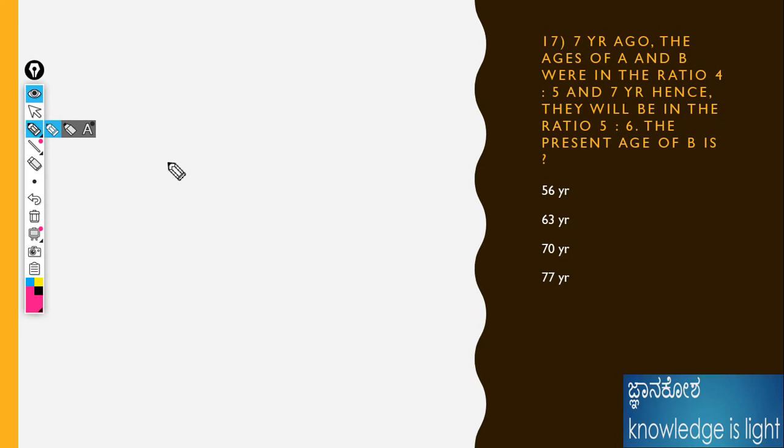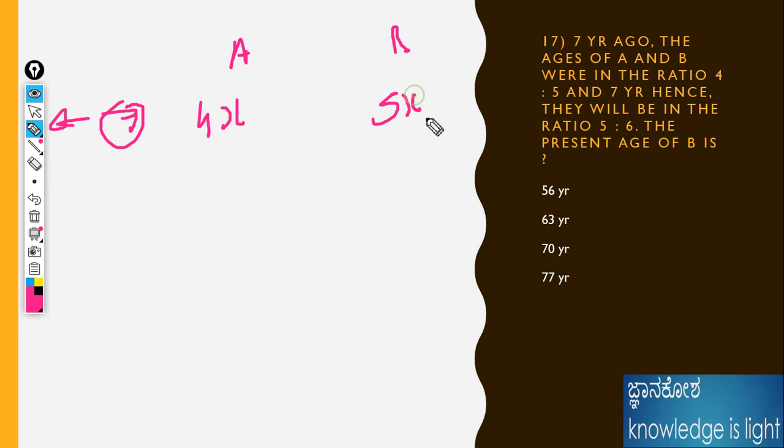7 years ago, okay, fine. Let's concentrate. 7 years ago means past tense. A and B are written as 4x and 5x. This is a very important thing I need to highlight here. Convert it as presented first, then we can move on to the 7 years hence one.